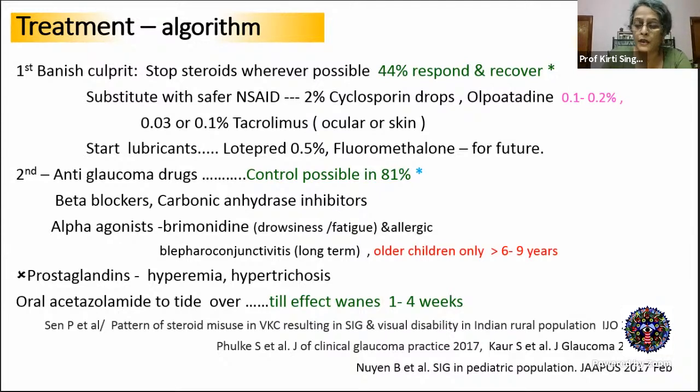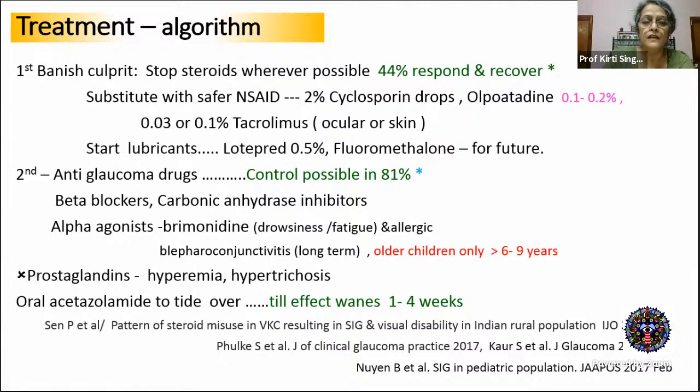First, banish the culprit. Stop the steroids wherever possible. Almost 50% respond and recover. Wherever possible, substitute with safer agents, especially for VKC conditions, like cyclosporine, olopatadine. Tacrolimus has been actually a boon since it's come up, because it may give so much relief to the patient without the side effects of the steroids.